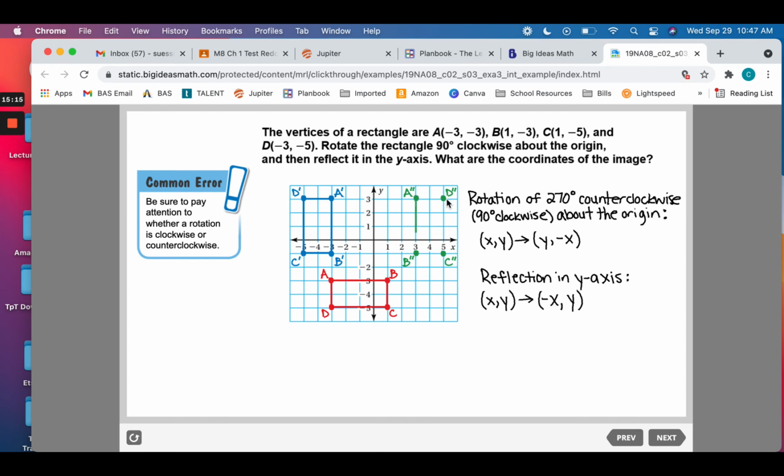Okay? So this is just a lot of steps. So you guys got to be sure you're not super duper fast. Take your time. So then the new coordinates are listed here, and you see they have a double quote because we moved it twice. So the new coordinates are (3, 3), (3, -1), (5, -1), and (5, 3). Okay, I'm going to give you time to write that in your journals. Any questions on it?